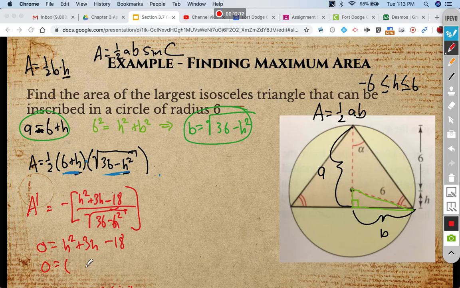Sorry about that. This is h minus 3 times h plus 6. So 6 times negative 3 is negative 18. 6 minus 3 is positive 3. So h equals negative 6 or h equals 3. Sorry, not 0, 3.